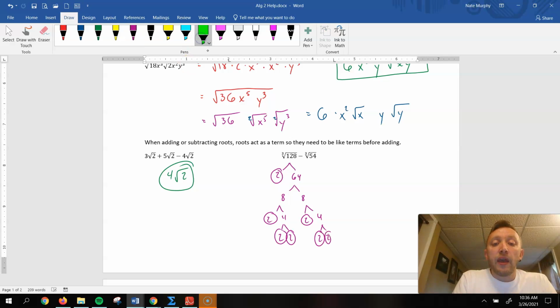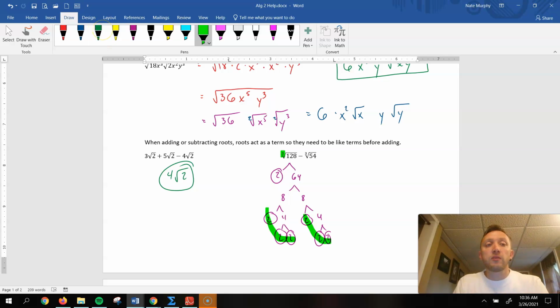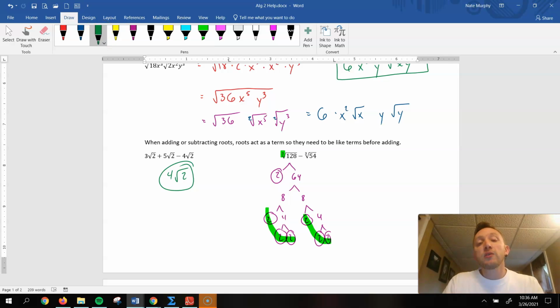Again, since this is a cube root, for every 3 of the same number, we get to factor 1 out. So I'm going to factor out a 2, and another 2. I'm going to go through this all in one step. We'd have a 2 and another 2 that factor out, and 2 times 2 would be 4, and we're left with a cube root of 2. So that would be 4 times the cube root of 2.